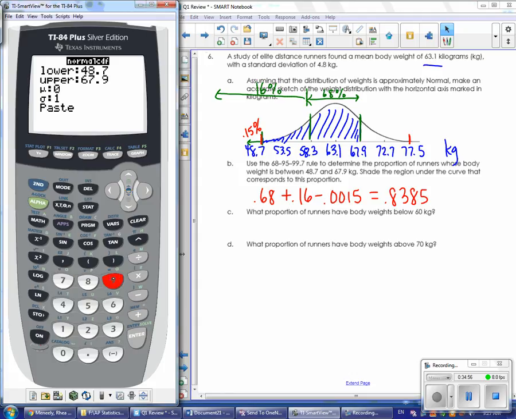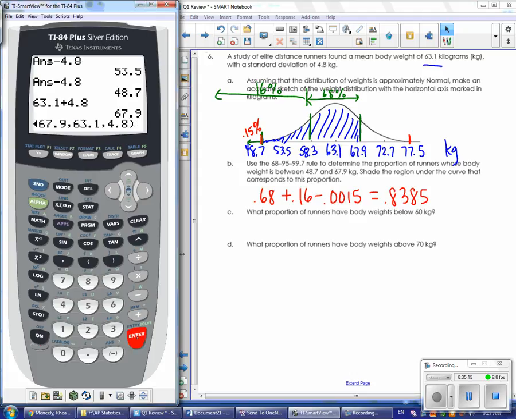And in this case, because I'm not actually being asked to compute the proportion from the formula, I'm just going to go ahead and put in my mean of 63.1 and standard deviation of 4.8. And this is just so I can check my calculation to make sure that I'm in the right ballpark. And so the actual value is about 83.99. So I'm very close. That's a good way to reassure me that I've done this correctly.